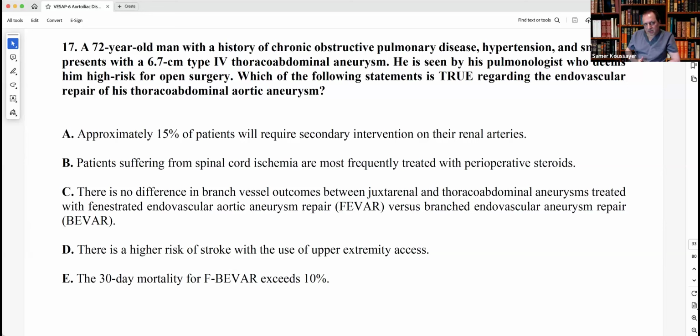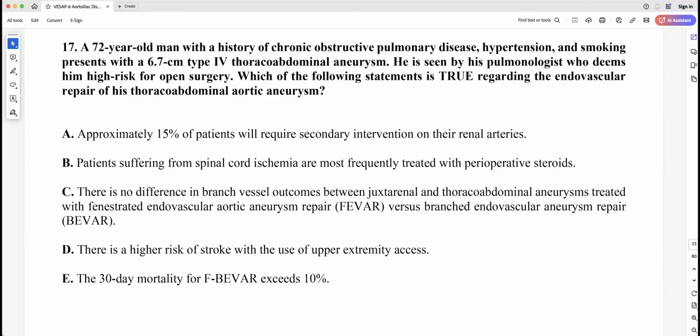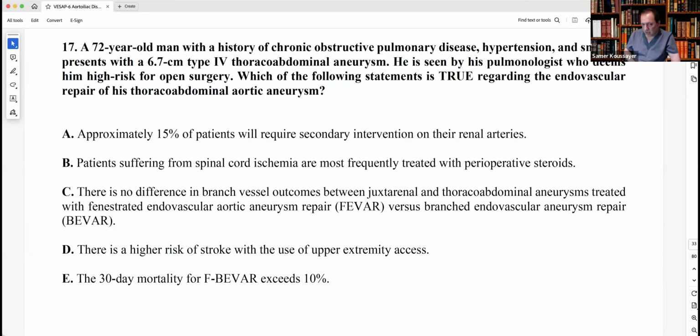Again, I mean, it's not a good question. I don't know what message you're getting from these questions, but we learned a couple of things. We learned how to deal with spinal cord ischemia. We learned that going upper extremity, don't be afraid of going upper extremity, unless you go from the right, then you may increase your chance of stroke. But if you go from the left, I think you'll be fine. Mortality is not too bad.